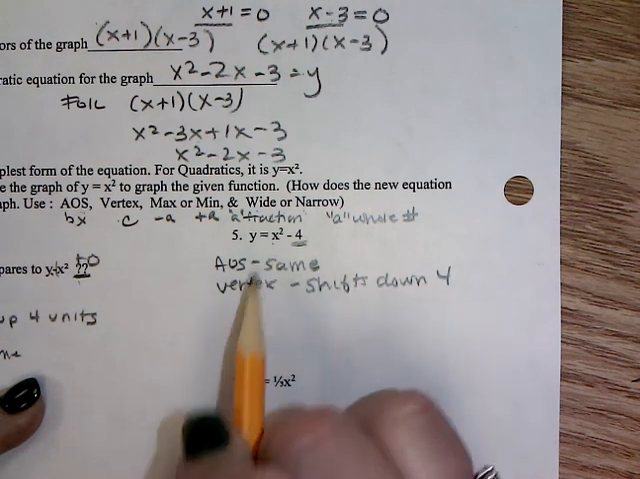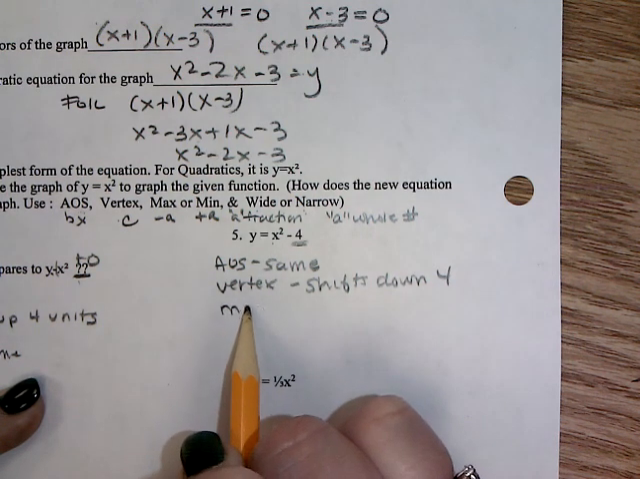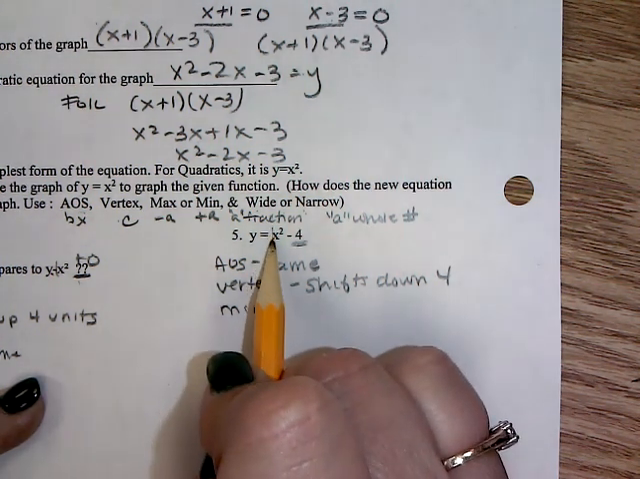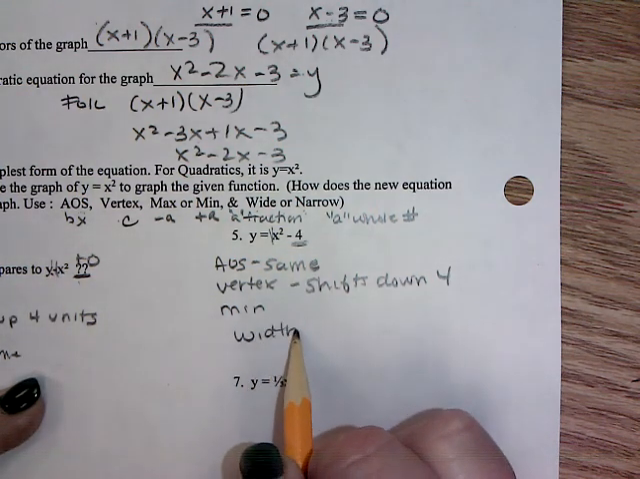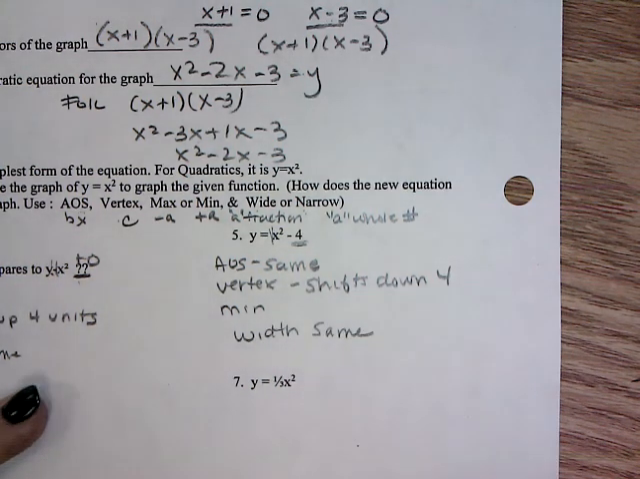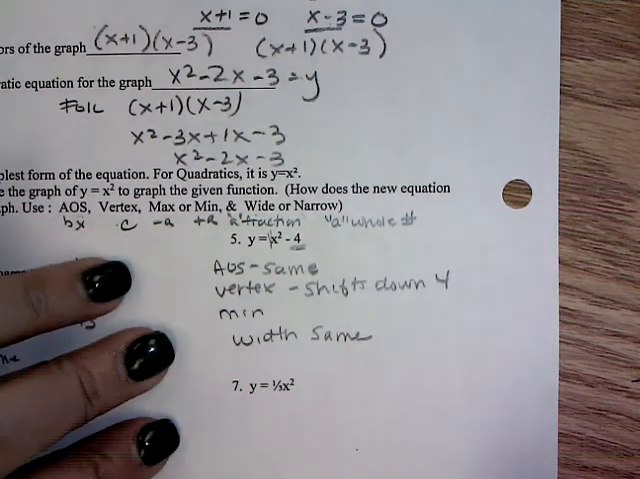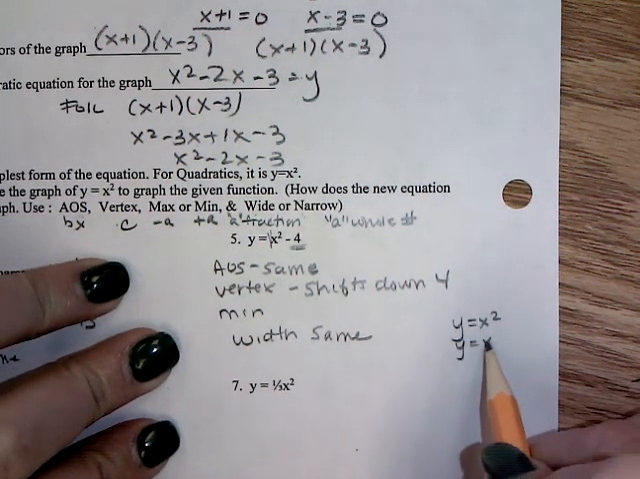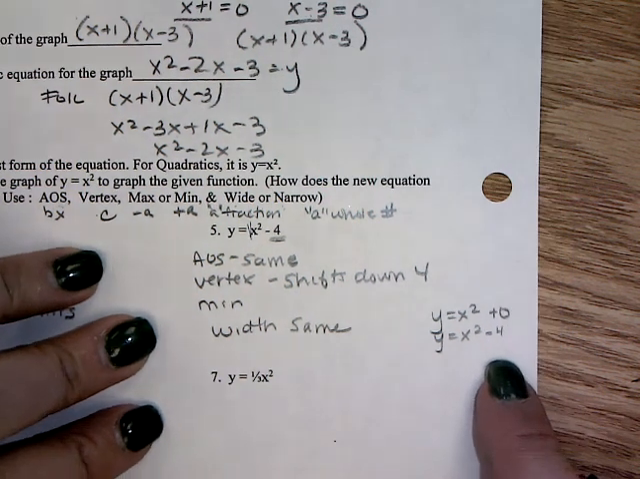Is it a max or a min? It's the same because they're both going to be a minimum. Is it wide or narrow? Well, there's a 1 there and there's a 1 there, so the width is the same. The only thing that graph did differently from my parent graph is -4. I know it sounds weird, but you're looking at the equation y equals x squared and y equals x squared minus 4. So what's different? This one just went down 4.